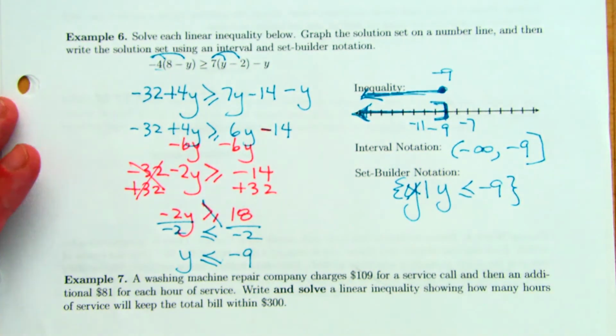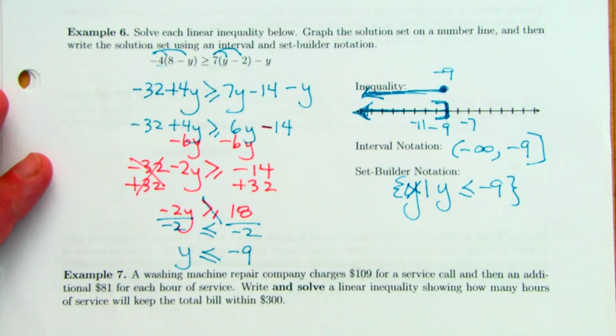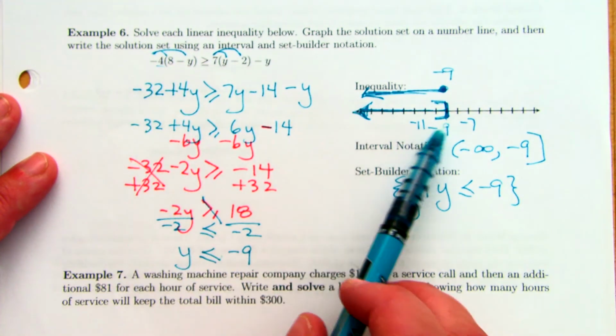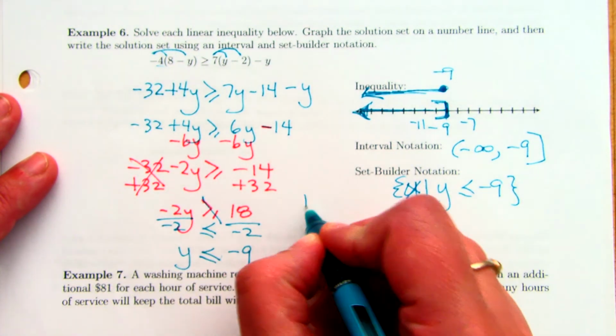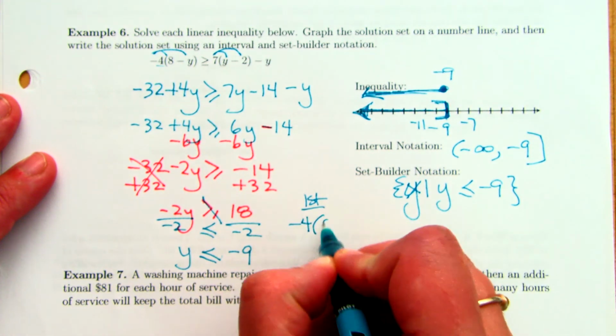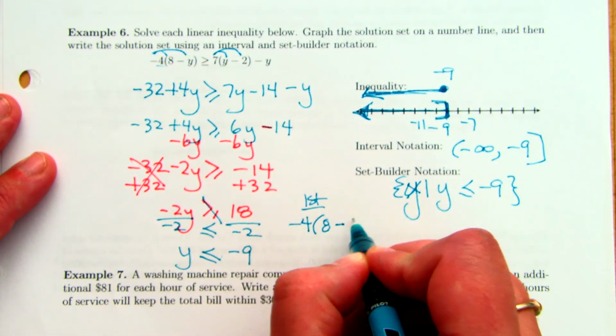So we're just putting those curly braces around that. That's supposed to be a y, not an x. That was my typo. Okay. So again, I can always go back to my equation and check negative 9 as an equation check. So my first check looks like negative 4 times 8 minus negative 9.